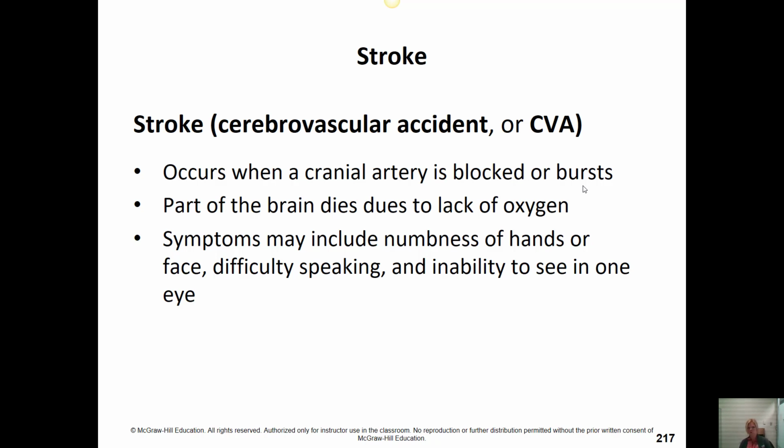So it's important to be aware of the symptoms of a stroke and act very quickly to get them help, because if we can give them a medicine that will break down that clot, if we can get that to them within 2 hours of symptoms, sometimes we can reverse the stroke and there'll be no permanent damage. So it's really important that they seek medical care very quickly if they show any signs of a stroke.